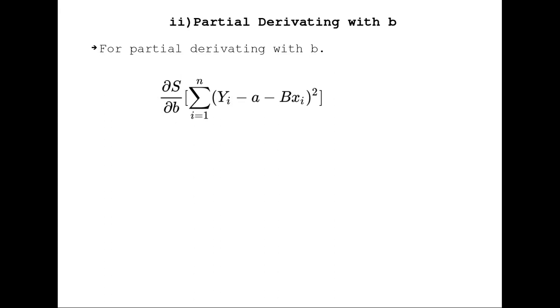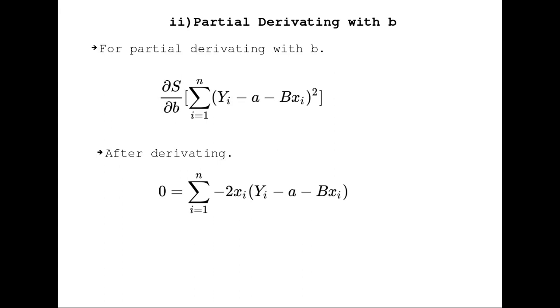∂S/∂b equals summation i equals 1 to n of (yi minus a minus bxi) whole to the square equals 0. After differentiating that with respect to b, we get summation i equals 1 to n of minus 2xi times (yi minus a minus bxi) equals 0. As we did previously, divide the whole equation by minus 2, and we'll get summation i equals 1 to n of xi times (yi minus a minus bxi) equals 0.